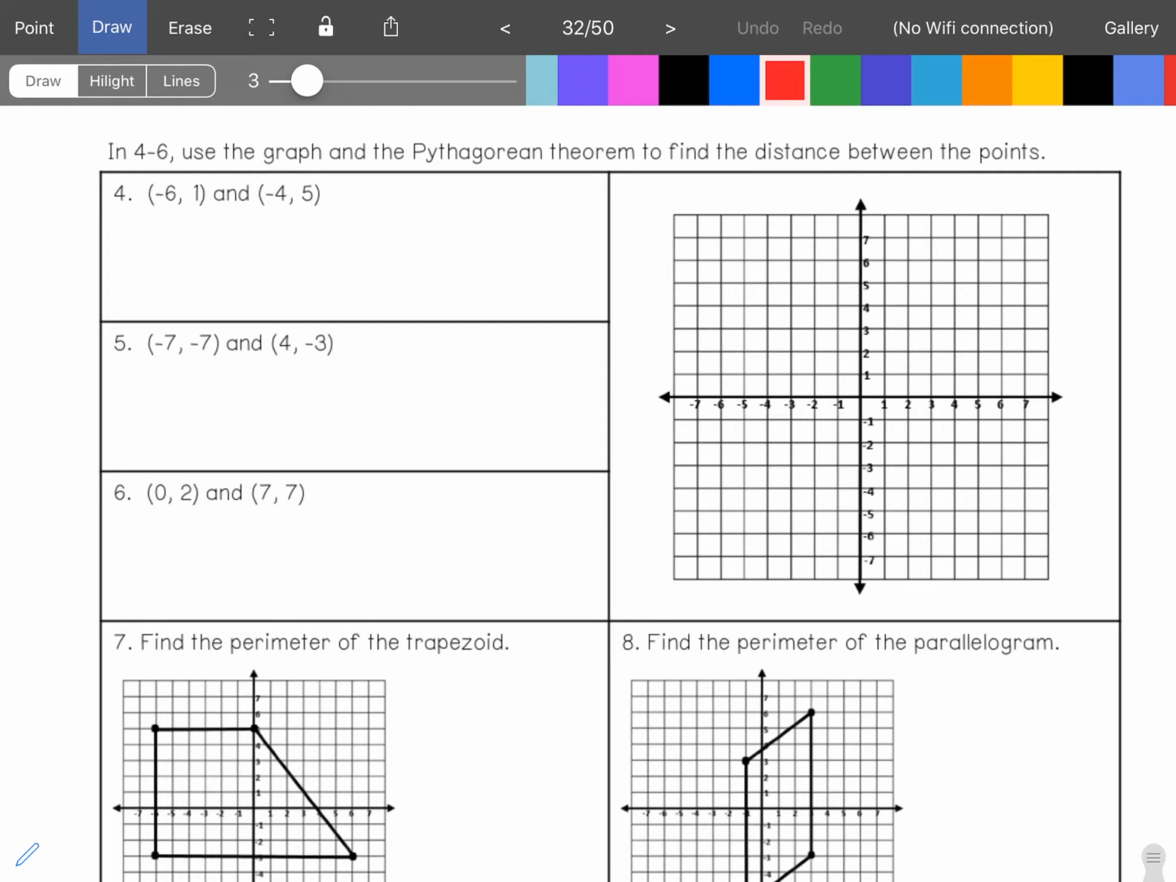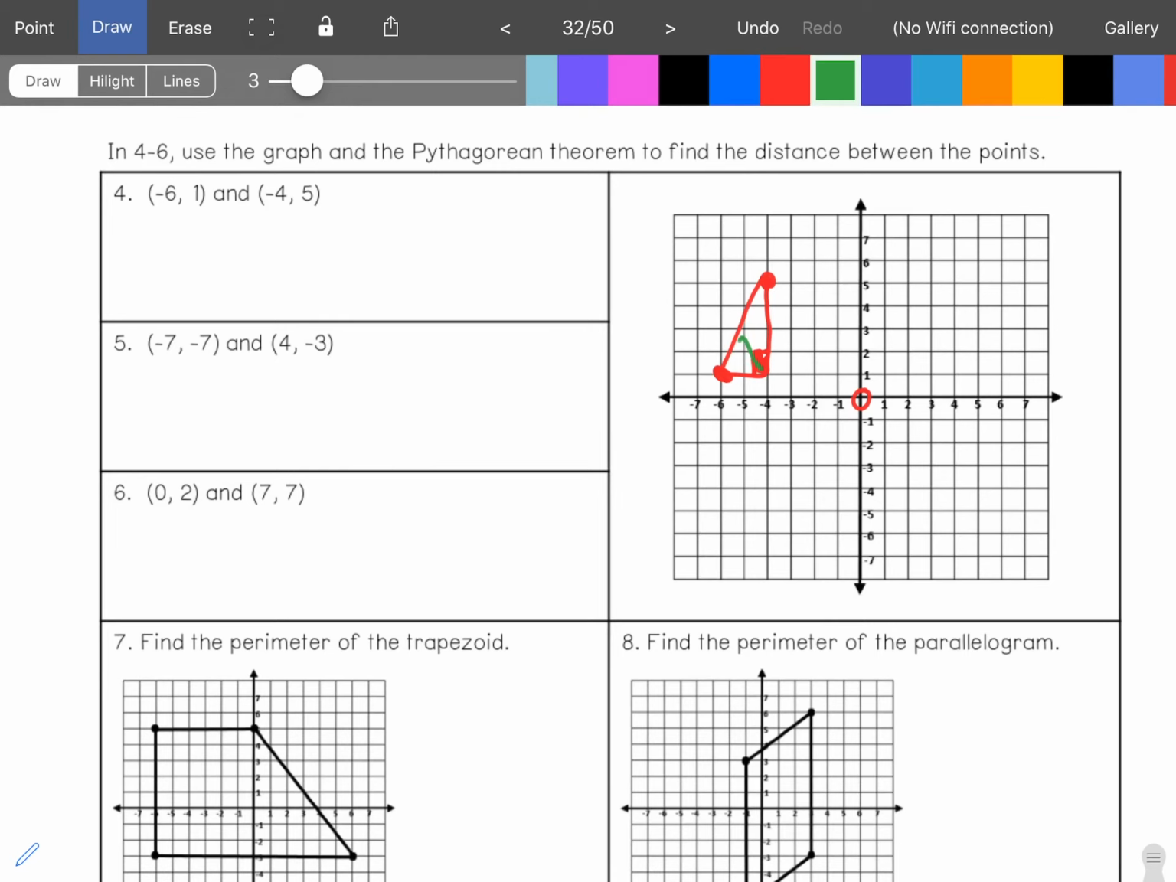So the first thing we have to do is plot these points in number 4. So we've got -6, 1. Starting at the origin, which is right here, we need to go left 6 and up 1, because that would be -6, +1. And then -4, +5, so left 4 and up 5. And we're going to connect those and make our right triangle. There's our little right angle, just to make sure.